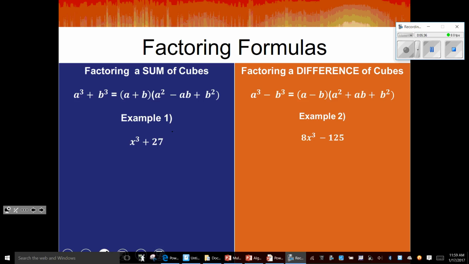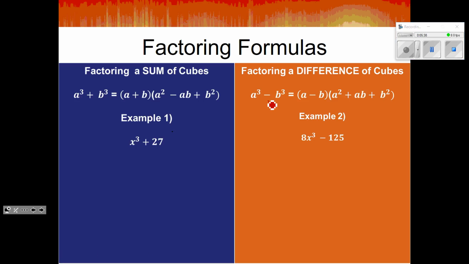Over here, if it's a subtraction, if it's a difference of 2, then it's going to start with a difference and then flip. So plus, plus, minus, minus, minus, plus. That's how I remember it. What do we know about the b squareds? They're always plus.